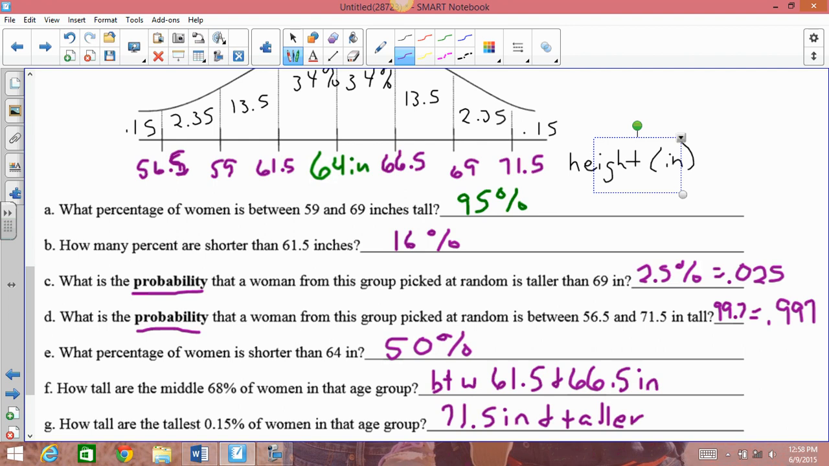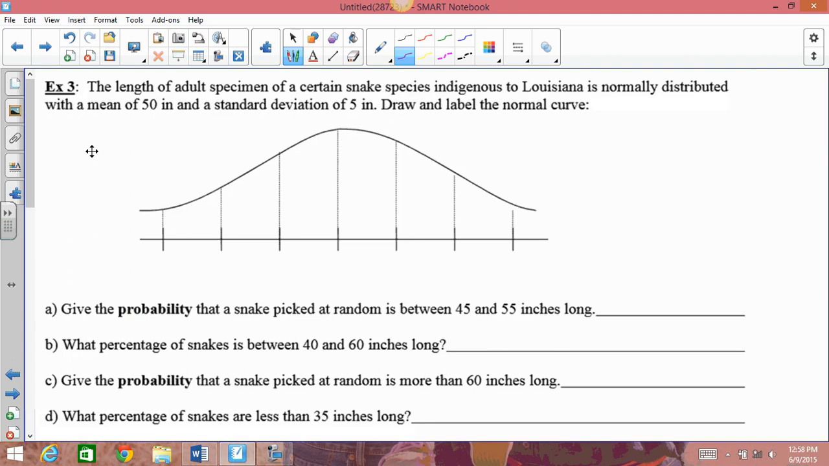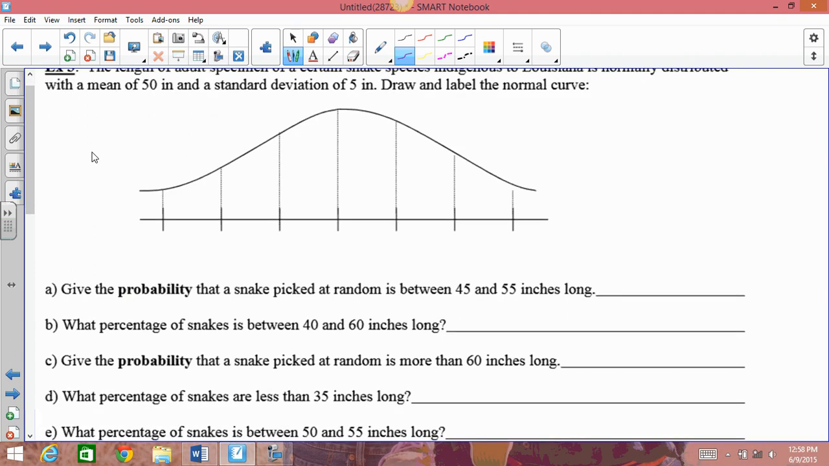Okay, so hopefully that gives you a good idea of what we'll be looking at here with this normal curve. And like I said, these percentages are all the same. We'll flip it on over to the next page. I'll let you try example 3, give you a chance to run through one of those again.